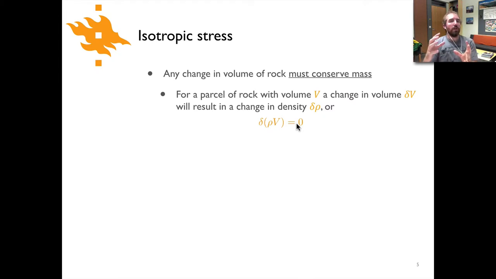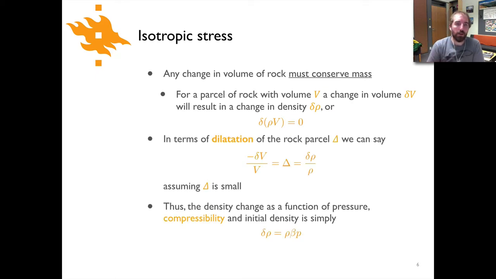So if we squish this piece of rock and compress it, its density must go up as a result of that compression, because we've not lost mass in the volume, we've just changed its size. Now, in terms of the dilatation, we could say that the dilatation is equal to minus delta V over V. It's also equal to delta rho over rho. And so here you could see that if our volume decreases, then our density would go up and vice versa. They have the opposite sign. And this holds true as long as we assume that the dilatation delta is small.